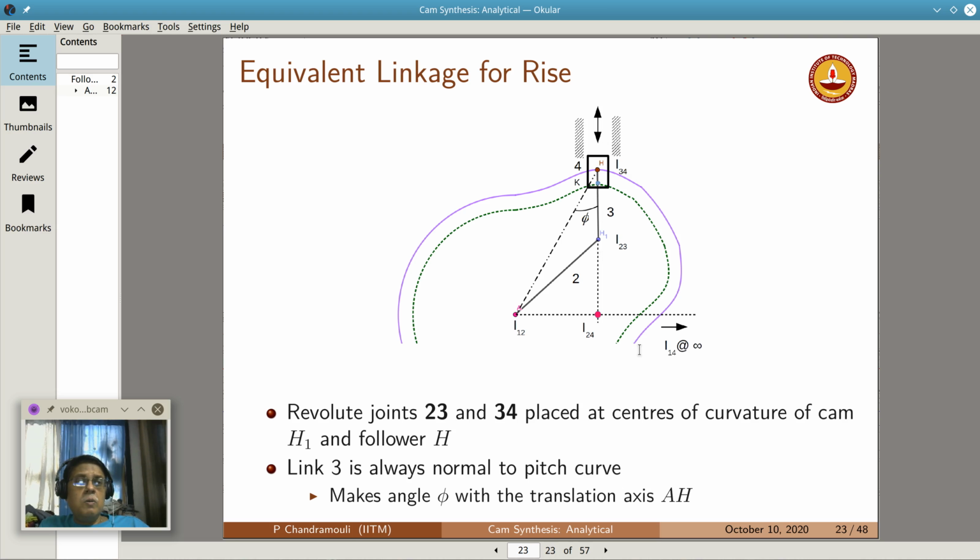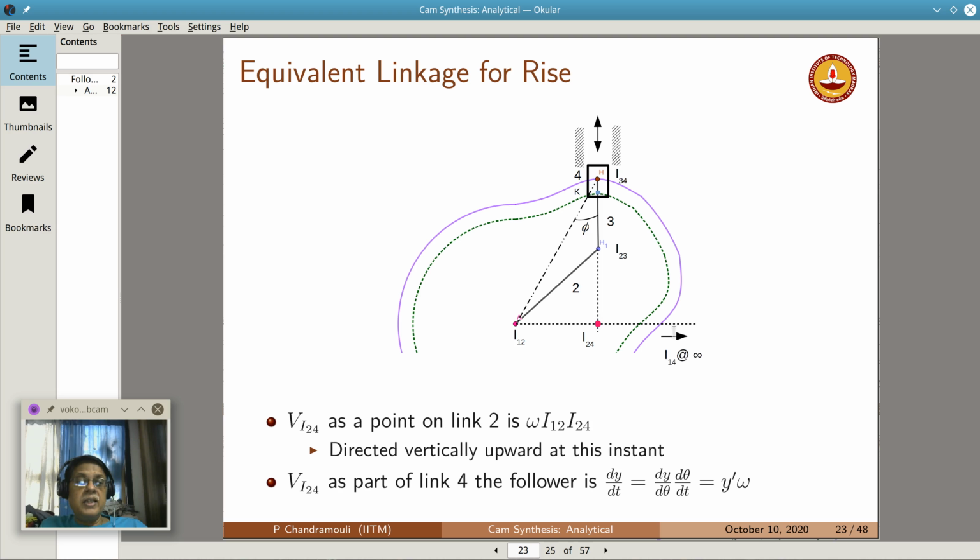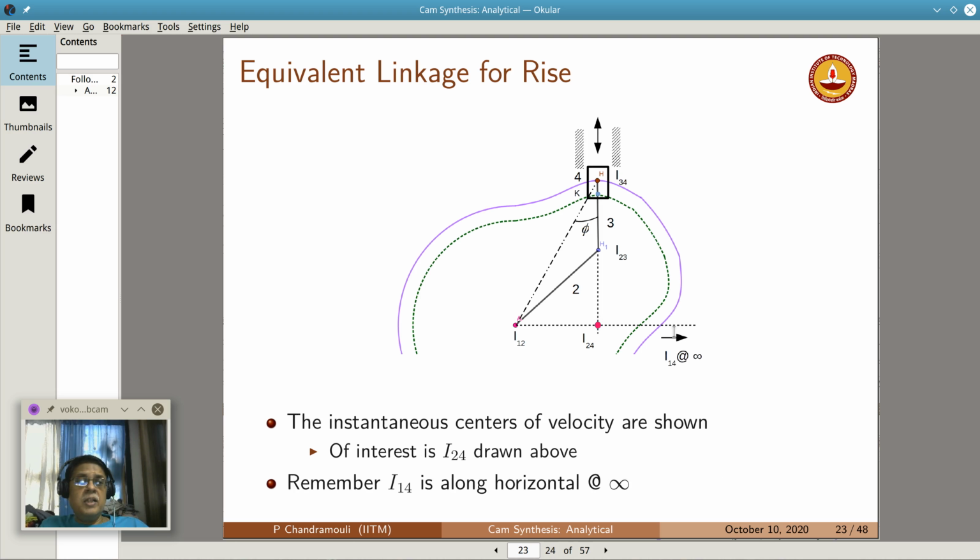All right. So now let us look at the instantaneous centers. I12, I23 is of course this particular point, I34 is of course the H, and then I14 is at infinity. So if I draw that line out here, the intersection of I34, I23 and I12, I14 gives me I24. So this is the location of point I24 for this equivalent linkage at this instant. Now what does that mean? Of course remember I14 is along the horizontal because the translation is vertical. So the I14 is perpendicular to that at infinity. So we are drawing that through I12 here, and we have located I24.